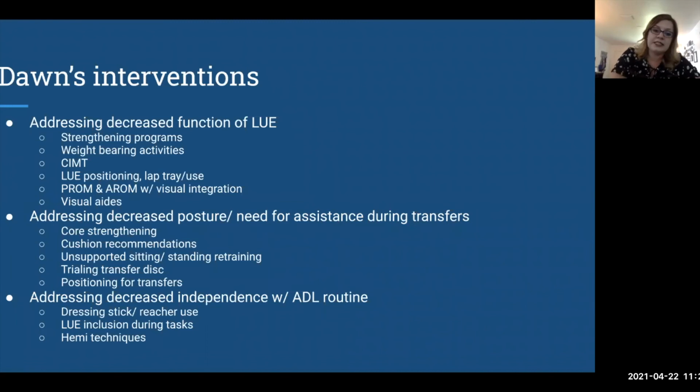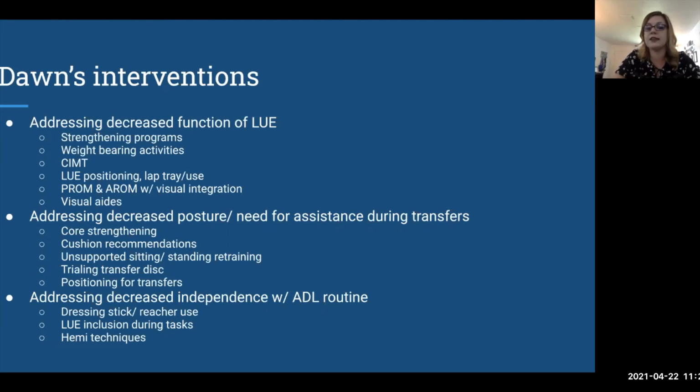So some interventions that I've done with Dawn to address her decreased posture and her need for assistance during transfers. We have worked a lot with core strengthening, such as completing bridging in bed. I've provided her and her daughter cushion recommendations to prevent her slouching in the wheelchair.